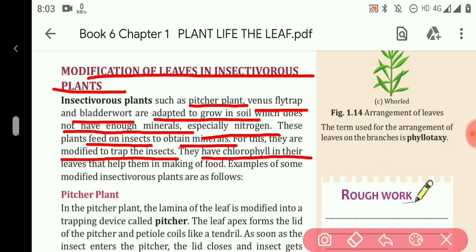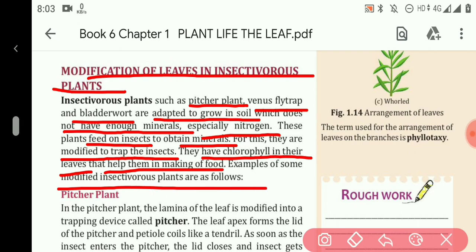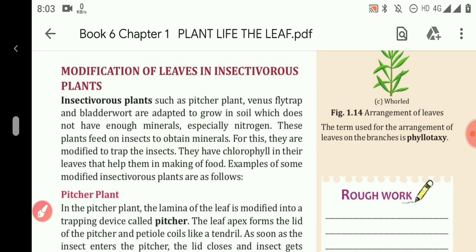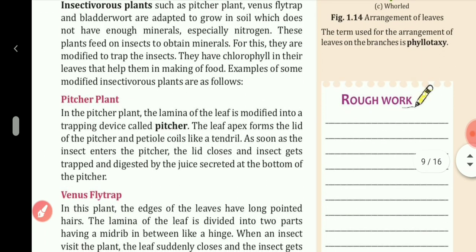They have chlorophyll in their leaves that helps them in making food. Examples of some modified insectivorous plants are pitcher plant, Venus flytrap and bladderwort. So first we will study about pitcher plant.